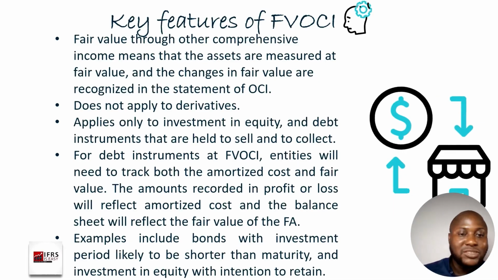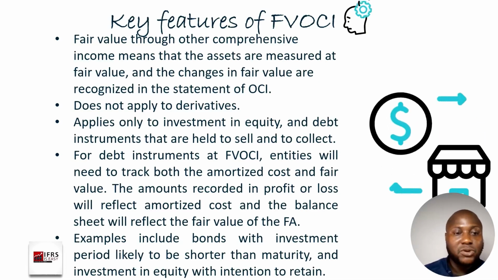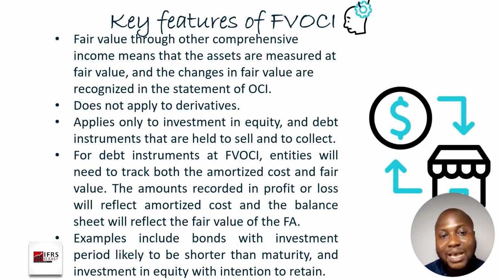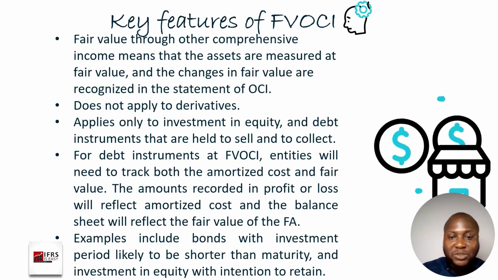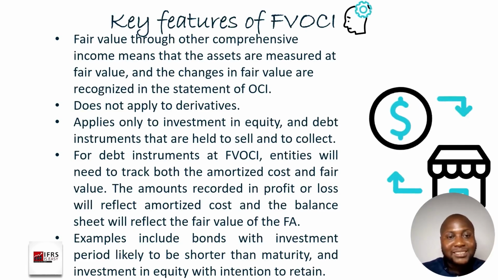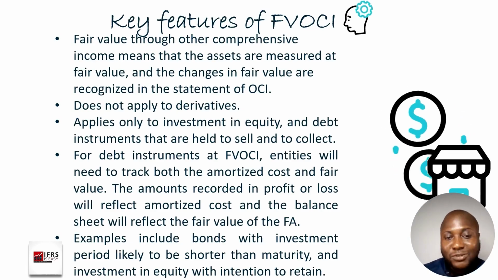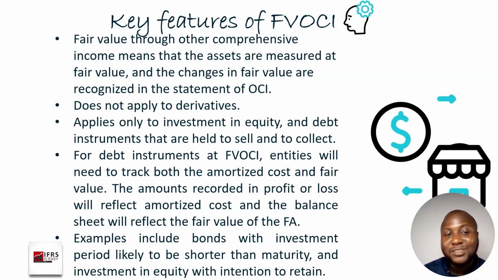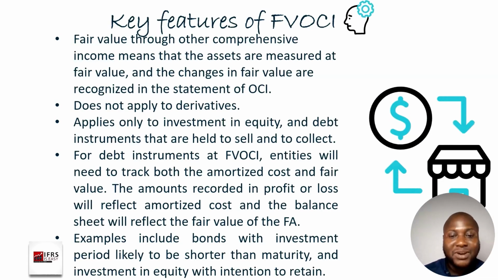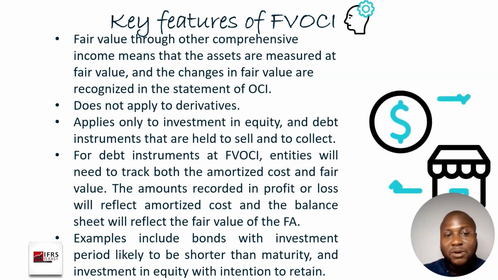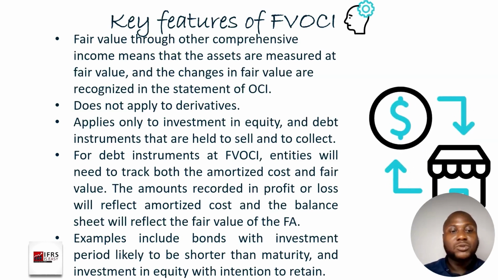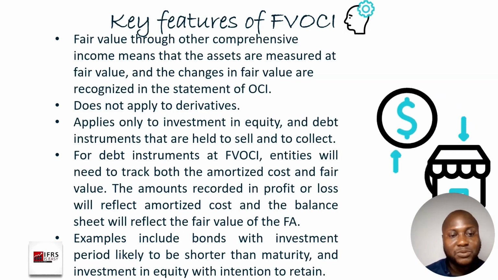And so for a debt instrument at fair value through other comprehensive income, entities will need to track both amortized cost and fair value, because we said that fair value through OCI is like the middle ground. It is taking some aspect of amortized cost, and it's also taking some aspect of fair value through profit or loss and combining it into one. So the way fair value through other comprehensive income works is almost like it is taking the amortized cost and fair value processes together. You will see how that works in the example after now.